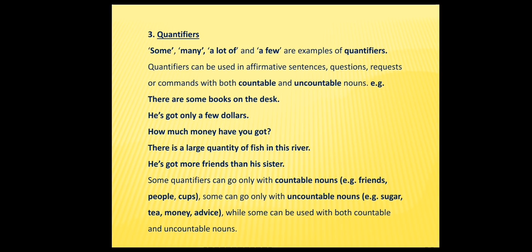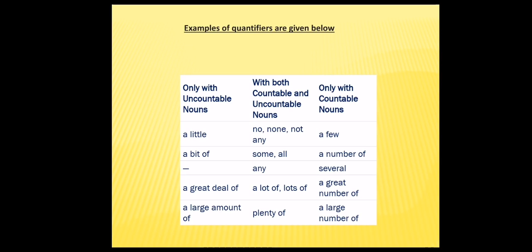So, some quantifiers can go only with countable nouns like friends, people, cups. Some can go only with uncountable nouns like sugar, tea, money, advice. We cannot count these nouns, while some can be used with both countable and uncountable nouns.